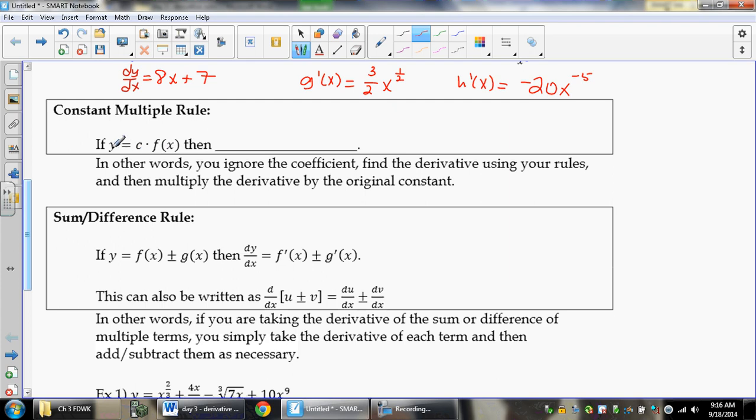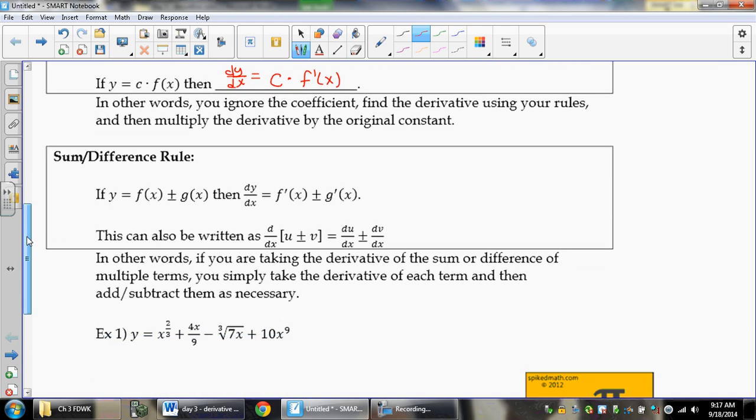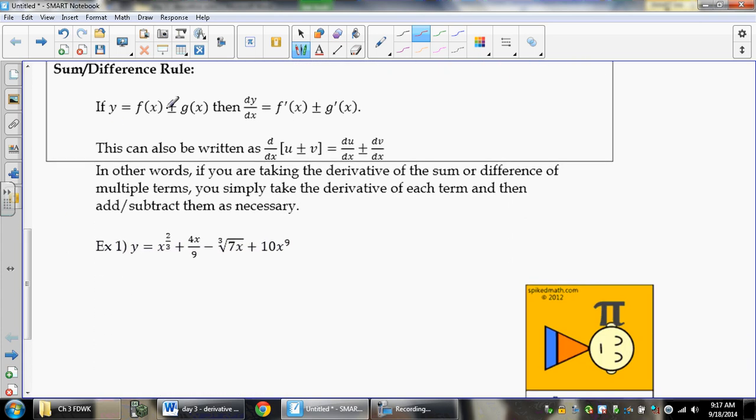The constant multiple rule. If y equals c times f of x, then dy dx is going to be c times f prime of x. In other words, you ignore the coefficient, find the derivative using your rules, and then multiply that derivative by the original constant. So I usually tell people ignore the c, take the derivative, put the c back. That's about it. The sum and difference rule we went over. If you have a sum or a difference, you just take the derivative piece by piece.